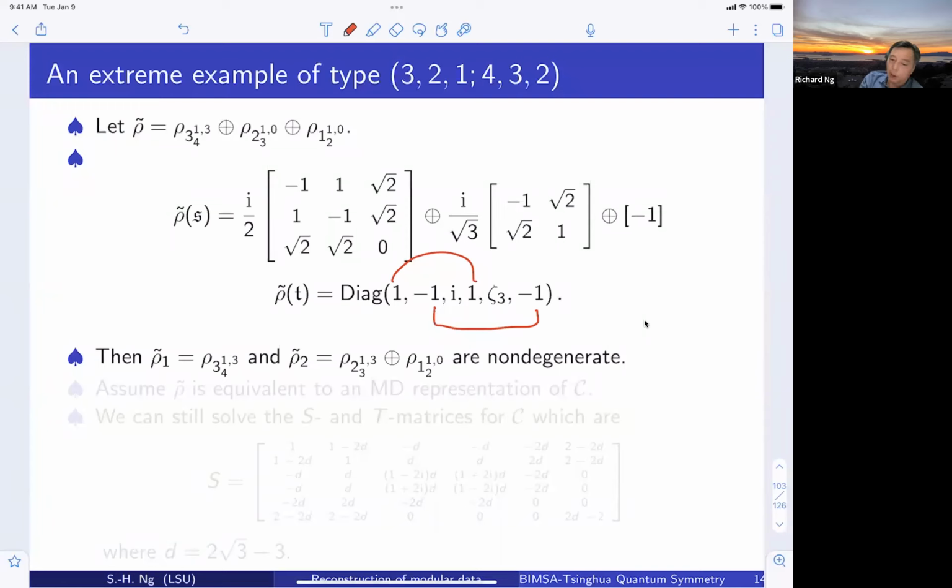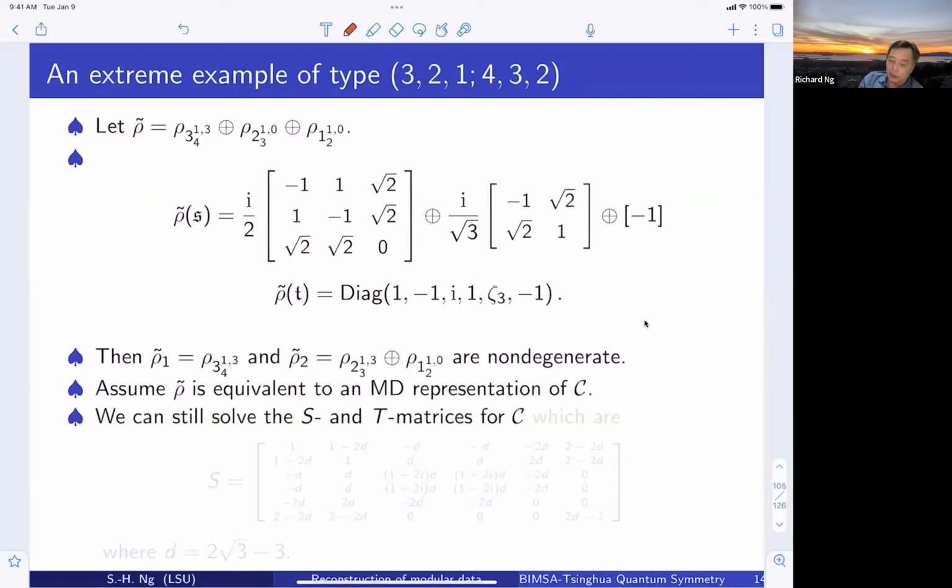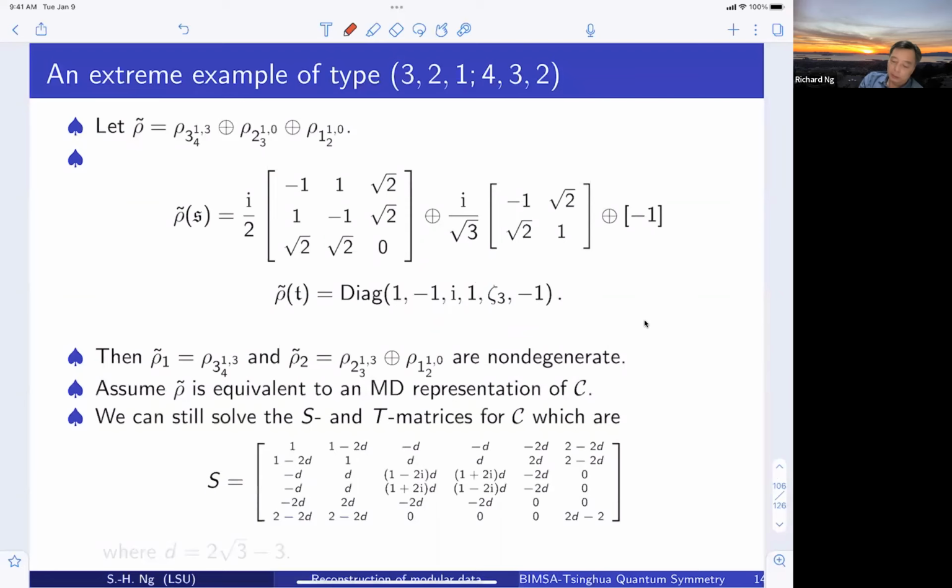but you can still solve it. You just build on the one that has a single pair of overlap to solve further for this double overlap case. So you can still solve it. And then you can write down the S matrix for it. So this is the S matrix for this system. Still uniquely solved, basically. Now, the D is given by 2 times the square root of 3 minus 3. Looks like everything is fine. I solved the whole modular data.